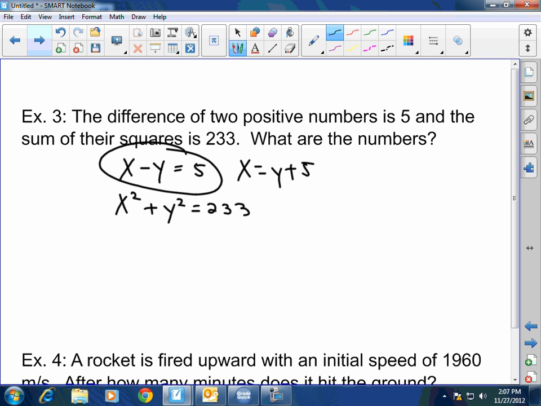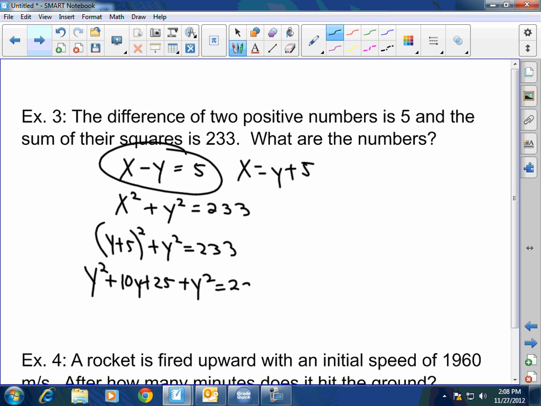Now, plug that into here. So I've got Y plus 5 squared plus Y squared equals 233. Remember that Y plus 5 squared, that's a perfect square. So remember, it's the first term squared, plus 10Y, plus 25, plus Y squared equals 233.